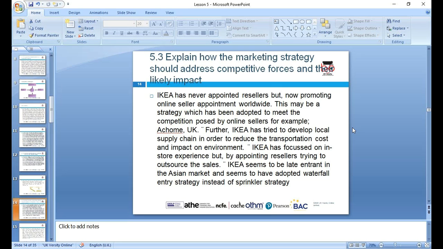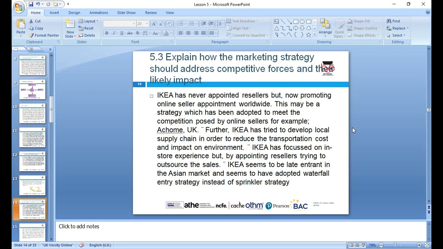Okay, explain how the marketing strategy should address the competitive forces. Yes, we have a lot of competition. How is IKEA's strategy? IKEA never appointed resellers, but promotes online seller appointment throughout the world. Yes, so maybe this is a strategy adopted to meet the competition posed by the online sellers.